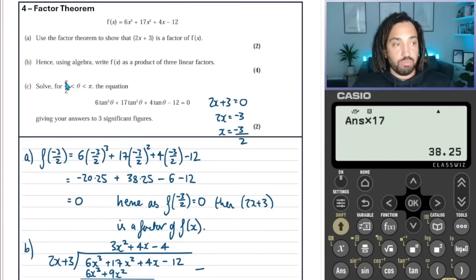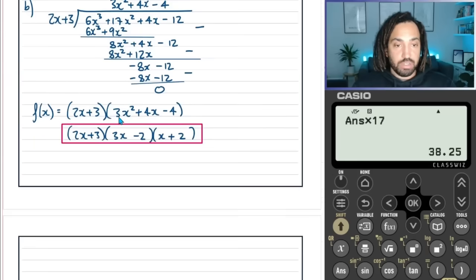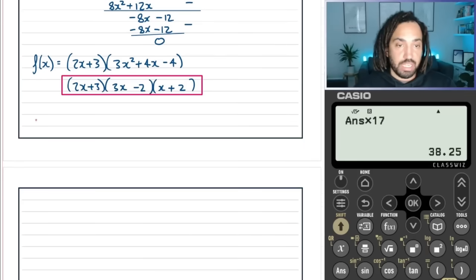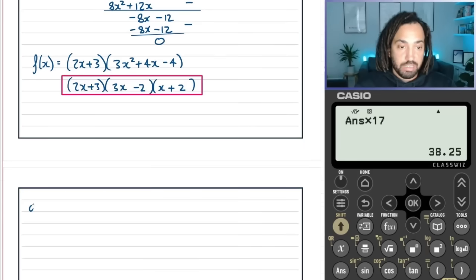And it says solve between pi over 2 and pi the equation. Now that is very similar to this. In fact, the only difference is that x has been swapped out for tan theta. Okay, so what we can say is for part C, which I'll do down here, x equals tan theta.